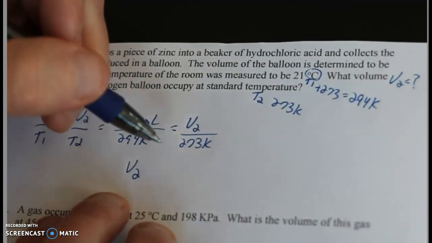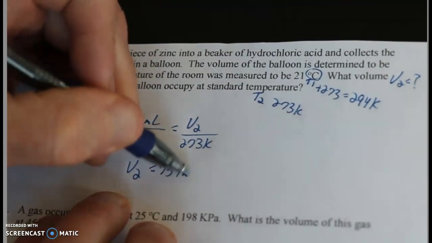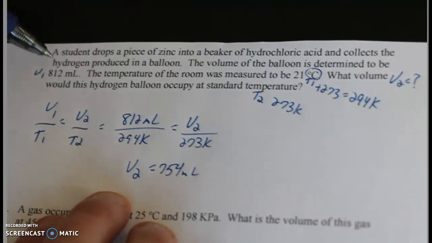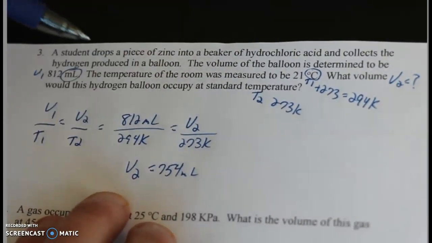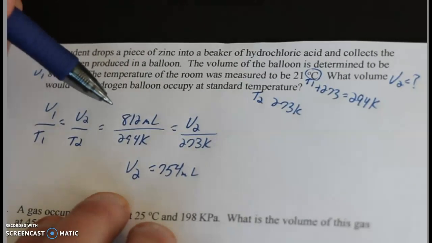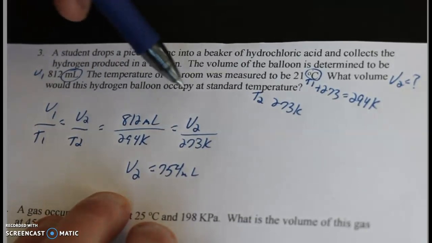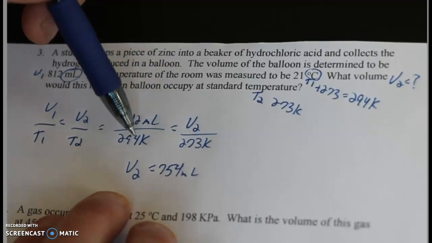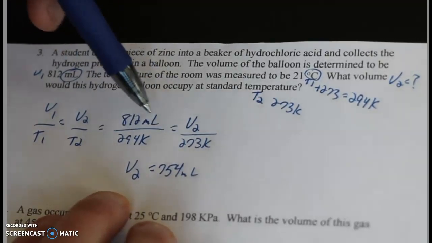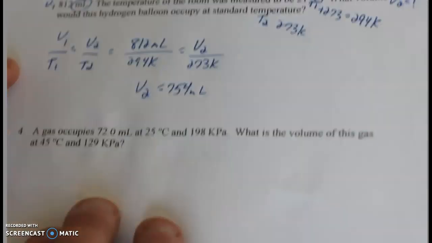V2 ends up being 754 milliliters. I know it's milliliters because those are the units for volume given in the problem. The Kelvin will cancel out. I rounded off to 3 significant digits because that's what's given in the problem. Now if you notice what happens here, the temperature decreased. And volume and temperature have a direct relationship. So if the temperature decreased, I should expect the volume to decrease, and that's what happened. It went from 812 down to 754.